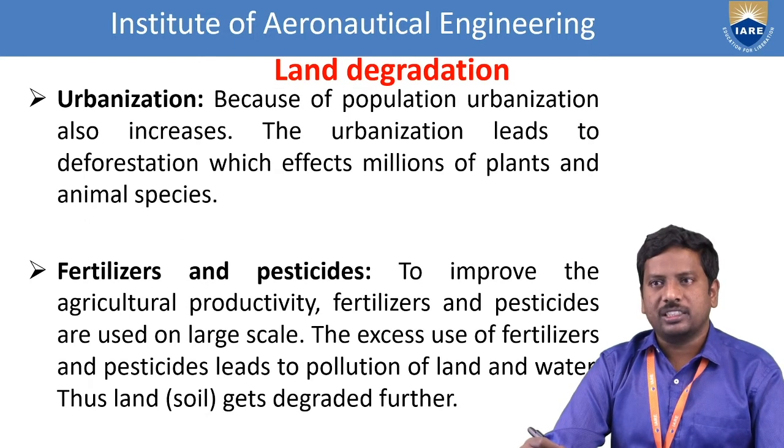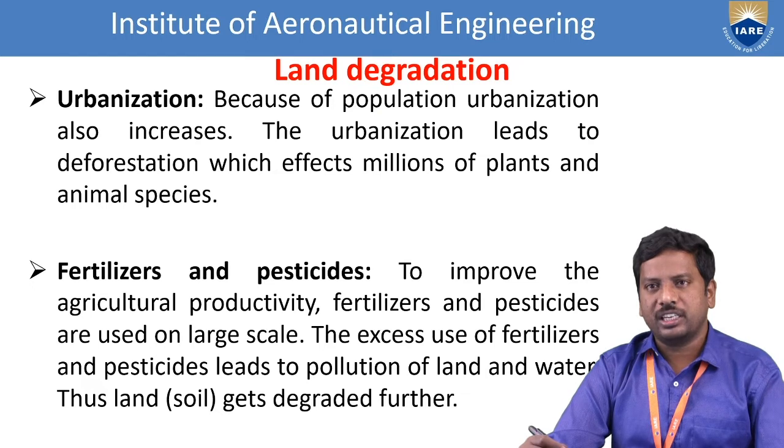The second one is urbanization. Because of the population, urbanization also increases. Urbanization leads to deforestation, which affects millions of plant and animal species. Many people depend on their jobs, so they move to urban areas, and in order to develop the urban areas, deforestation takes place. Because of deforestation, many types of plants and animal species are affected. So it is also one of the reasons for land degradation.